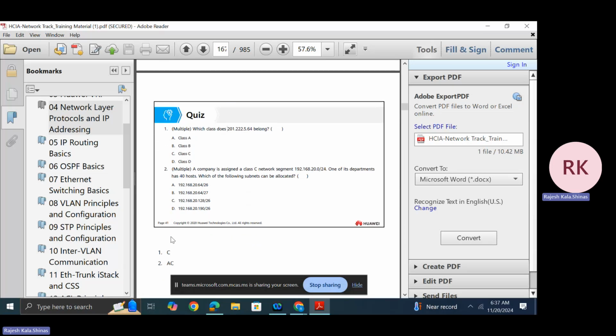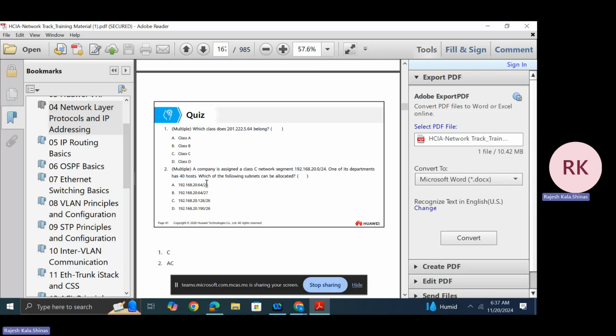A company is assigned a class C network segment, 192.168.10.0. One of its departments has 40 hosts. Which subnet can be chosen? For 40 hosts, the formula is 2 to the power h minus 2 greater than or equal to 40. Which host bit value gives enough addresses? 2 to the power 5 is 32, minus 2 is 30. 2 to the power 6 is 64, minus 2 is 62, which is greater than 40.